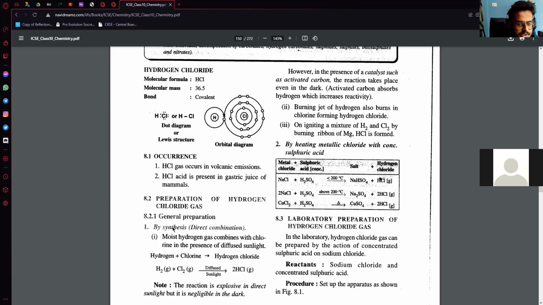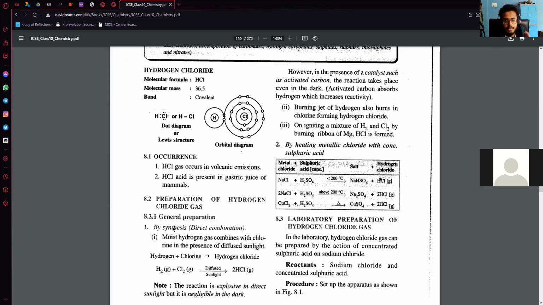So we have to remember these two conditions: in which case NaHSO4 is formed and in which case Na2SO4 is formed, right? So this is acid salt. NaHSO4 is the acid salt, and Na2SO4 is the normal salt, right? So at temperature less than 200 we get an acid salt and HCl gas. When the temperature is above 200 degrees Celsius, we get normal salt and HCl gas. Okay, so this method is also very, very important.